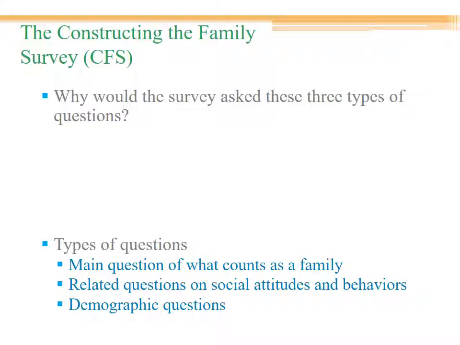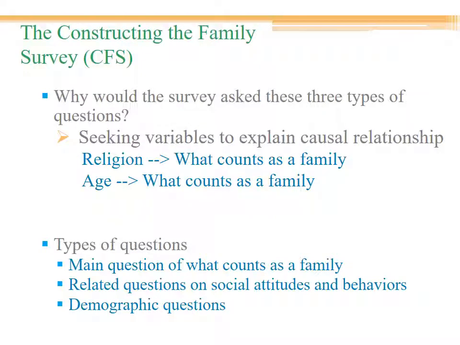Why would the survey ask these three types of questions and not just the first one about what counts as a family? By having this information, researchers can look for a causal relationship between variables. For example, is a very religious person more likely to conform to traditional ideas of the family compared to one who is more liberal in their religion? Or age. Does age have an effect on how one defines a family? We'll return to this later in the presentation. But first, let's look at how the sample, the participants, defined families.